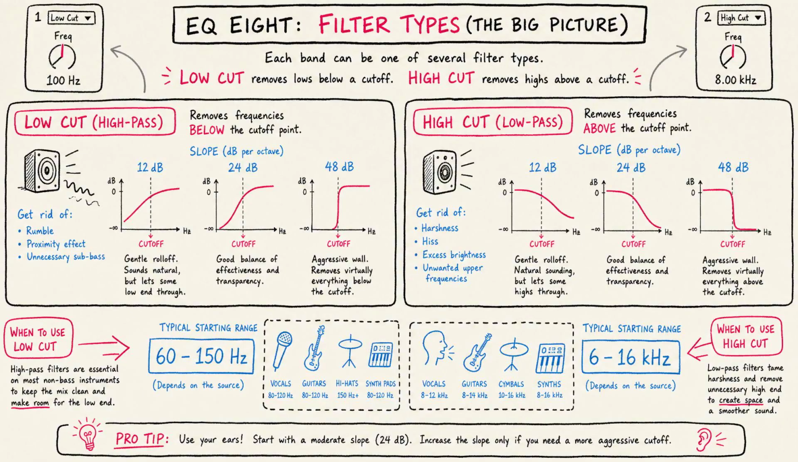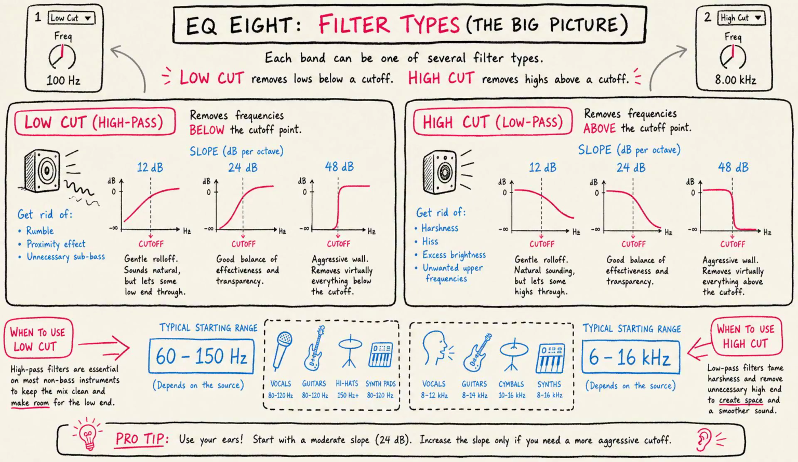High cut, or low pass, filters work in reverse, removing frequencies above the cutoff with the same slope options. These are less commonly used in mixing, but prove valuable for taming harsh digital sources, creating lo-fi effects, or rolling off unnecessary high-frequency content from bass instruments and kick drums. A gentle 12 dB high cut around 10-12 kHz can soften overly bright recordings without making them sound obviously filtered.